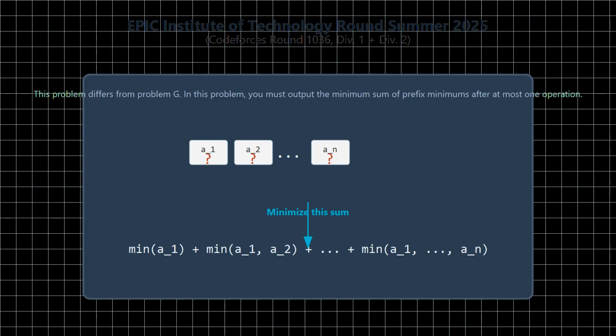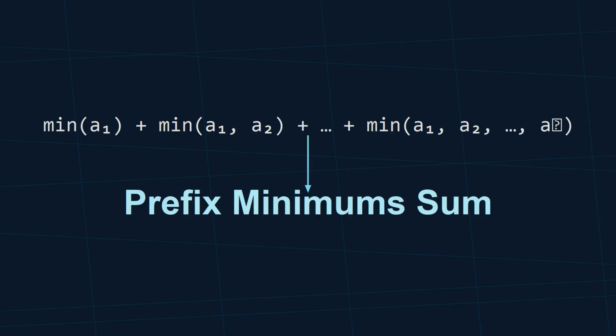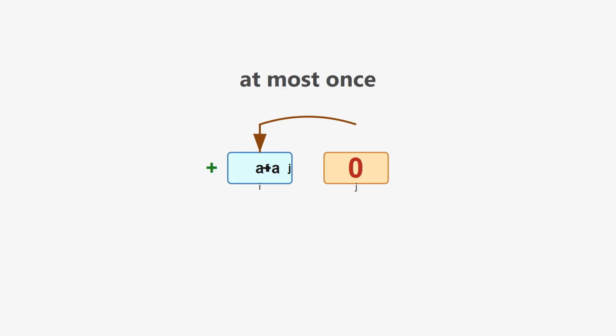We are given an array of length n, where each element a_i is between 0 and n. Our ultimate goal is to minimize a very specific sum: min of a1, plus min of a1, a2, plus dot dot dot, plus min of a1, a2, dot dot dot, an. To achieve this, we have one powerful operation we can use at most once.